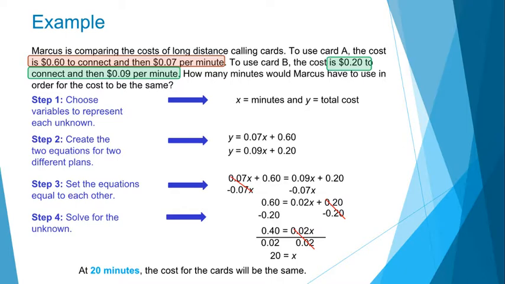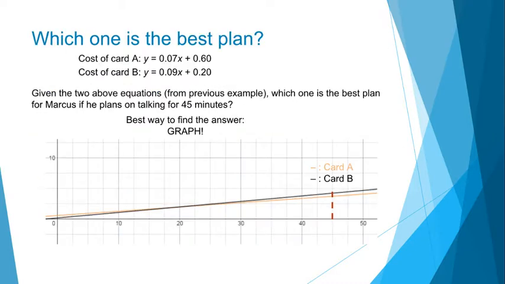I'm going to draw a dotted line at 45 so I can easily see right where I'm looking. If I want to know which one is going to be the best plan, I want the one that costs the least amount of money. Since our y-axis is the cost, I want the graph that is the closest to the x-axis, so the one that I run into first when I start going up. The one I run into first is card A. So that means that card A is the better plan if Marcus wants to talk for 45 minutes, since the cost is lower for card A.